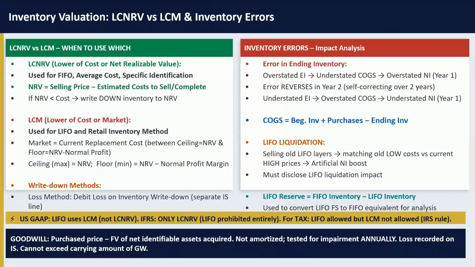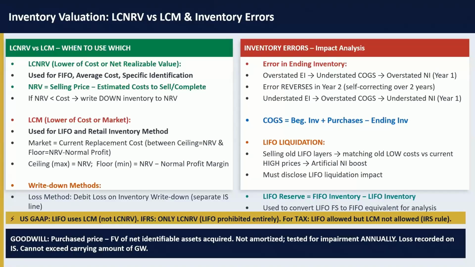Now, if your NRV is lesser than your cost, you will be writing down your inventory to net realizable value, whichever is lower. If NRV is lower, you will write your inventory at NRV. If cost is lower, you will write it at cost in your balance sheet.